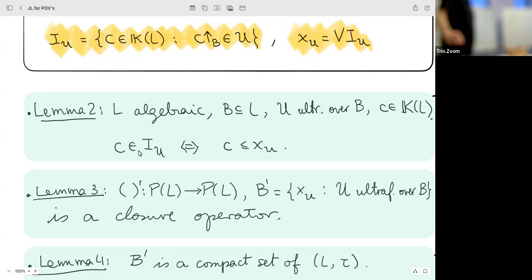The third lemma says: take any subset B of L, and consider all possible ultrafilters over B, and consider the elements X_U, one for each of those ultrafilters. This process of taking all the elements X_U for all the ultrafilters over B is a closure operator. It is not the closure operator of the topology; it is simply a closure operator. This means it is monotone, idempotent, and expansive, expanding as a closure.